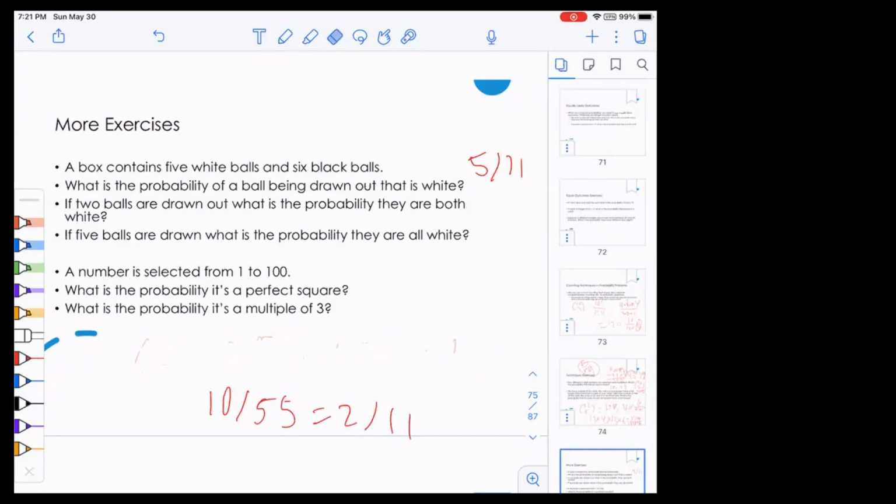I'll just erase everything down here. And then 2 out of 11. If 5 balls are drawn, what is the probability they are all white? So this one, you know it's not going to be very likely since there's only one way to choose all the white balls.